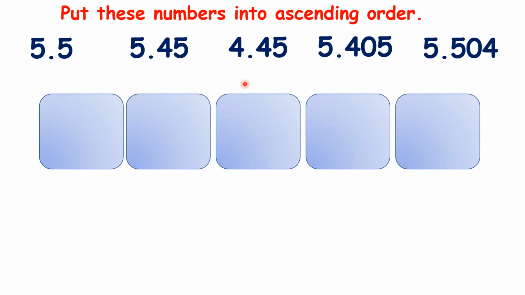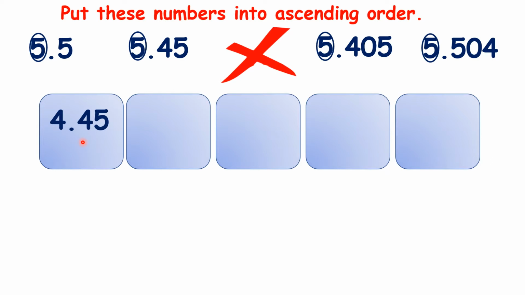So now pause the video and see if you can order these decimal numbers from smallest to largest. So we start by comparing the largest place value, so here that's the units. All of our numbers have 5 units except for this one here, which only has 4. So 4.45 is our smallest number.